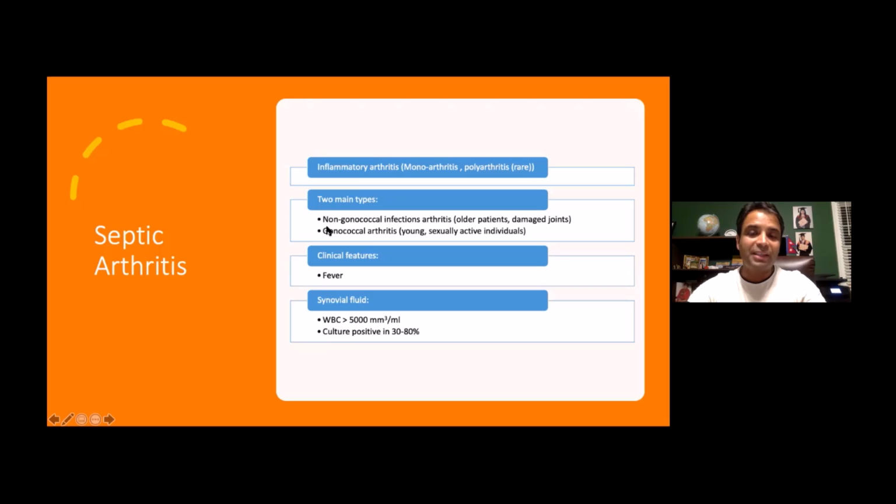And gonococcal arthritis is more common in sexually active young males or females, and typically it happens in a normal joint. Typically the patient presents with fever as a constitutional symptom, and when you do a synovial fluid analysis, the white blood cell count of more than 50,000 is typical of septic inflammatory arthritis. And culture is positive in almost 30 to 80% of the patients. This is a very important differential diagnosis because time is very important in treatment of septic arthritis, like early initiation of antibiotics and joint lavage is very important to avoid long-term joint damage.